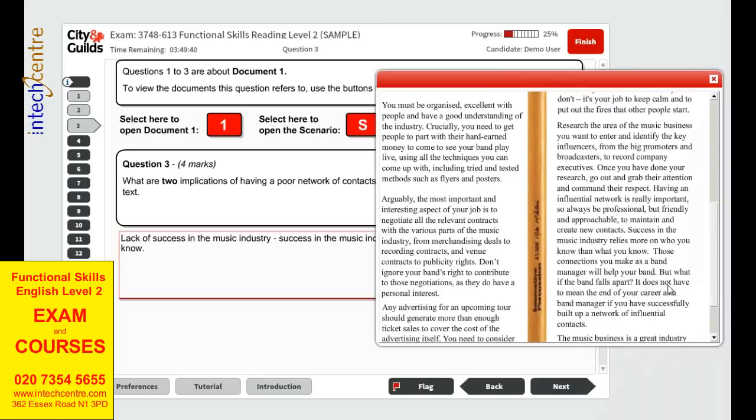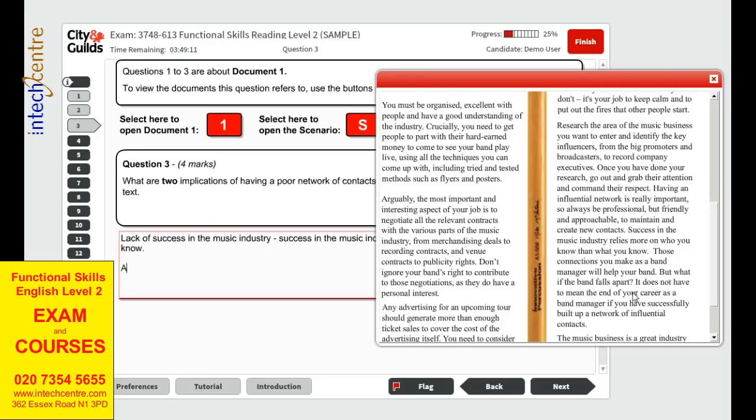it does not have to mean the end of your career as a band manager if you have successfully built up a network of influential contacts. So again, this is talking about contacts. It does not have to mean the end of your career as a band manager if the band falls apart. So it's saying you still have employment prospects if you have got a network of influential contacts. But you have to flip this around on the other side and think, if there was a poor network of contacts, there could be a lack of employment prospects.